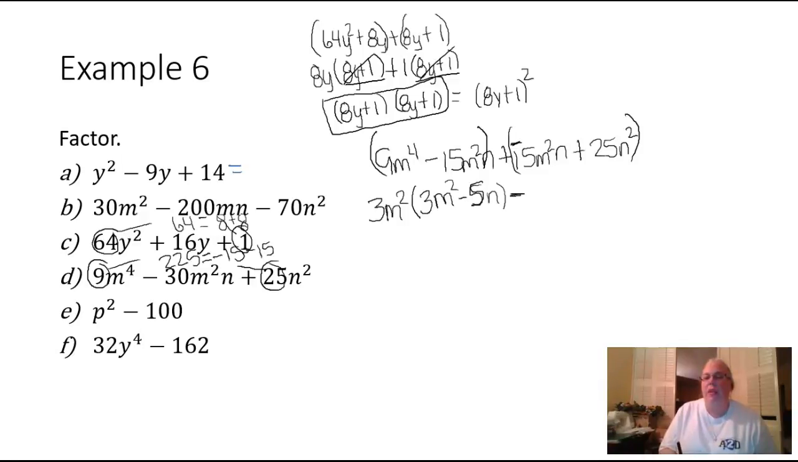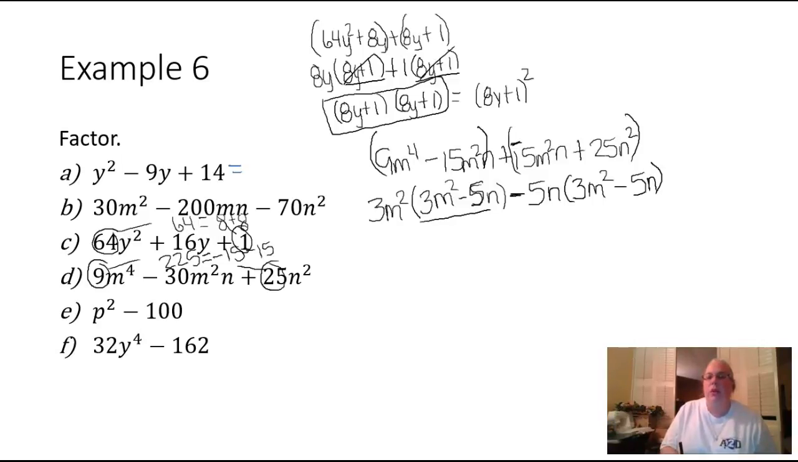And it looks like 5 can go into both 15 and 25, and both of these terms have an n. So negative 5 into negative 15 is going to be a positive 3. And then we're going to have an m squared because these n's will cancel. And negative 5 into positive 25 is going to give me negative 5. And then n into n squared is going to leave me with an n right here.